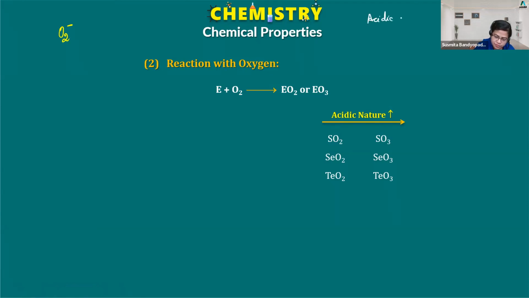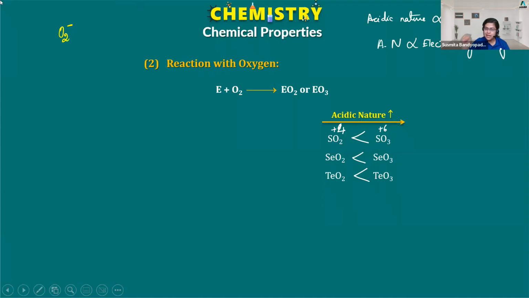Acidic nature is directly proportional to the oxidation state. Greater the oxidation state, greater will be the acidic nature. Acidic nature is more if the oxidation state is more. Acidic nature is also directly proportional to the electronegativity. So as electronegativity decreases down the group, the acidic nature of the oxide also decreases and basic nature of oxide increases down the group. Clear everyone? The same logic we are applying in different groups.